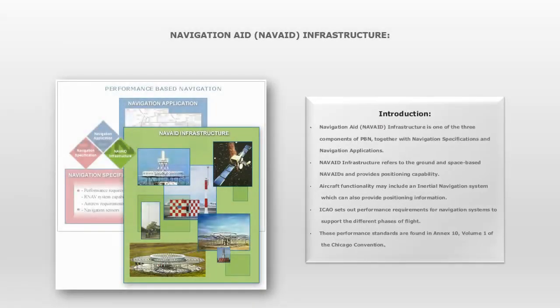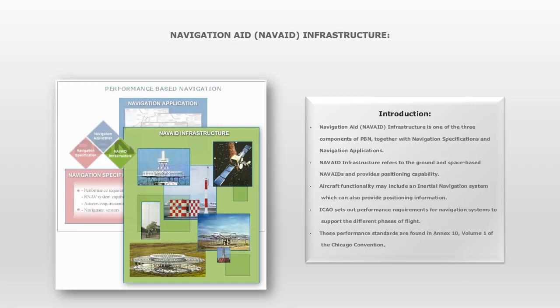Introduction, Navigation Aid. NavAid infrastructure is one of the three components of PBN, together with navigation specifications and navigation applications. NavAid infrastructure refers to the ground and space-based navaids and provides positioning capability. Aircraft functionality may include an inertial navigation system which can also provide positioning information.